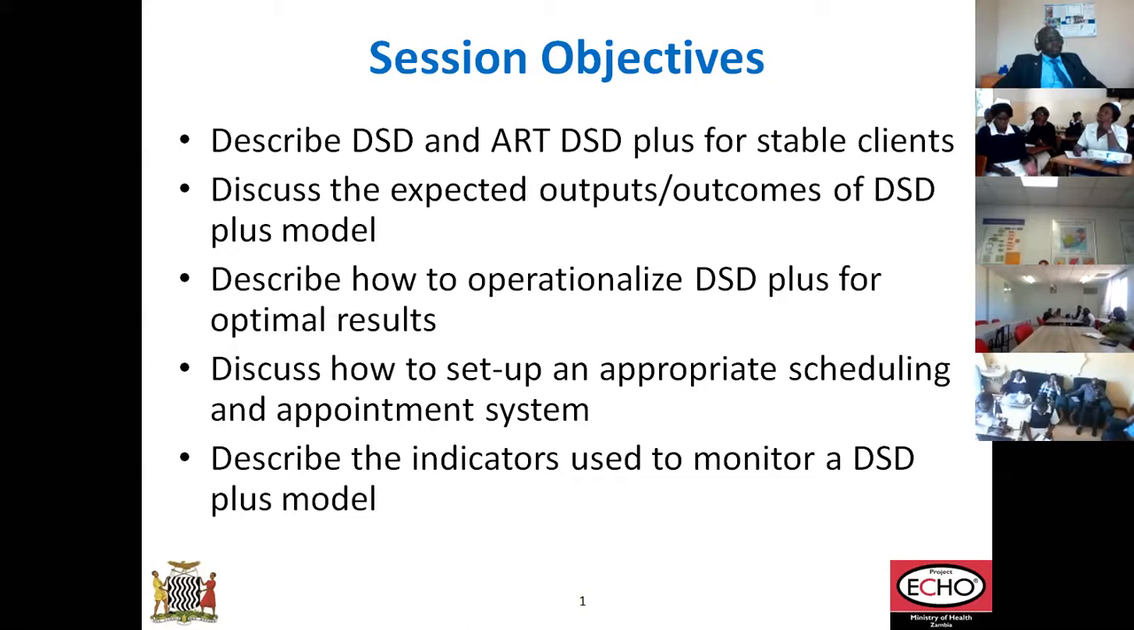Now, scheduling an appointment system is very critical, although all the different components are quite critical for you to be able to receive the optimal results. And then we want to describe how you are able to monitor these results.